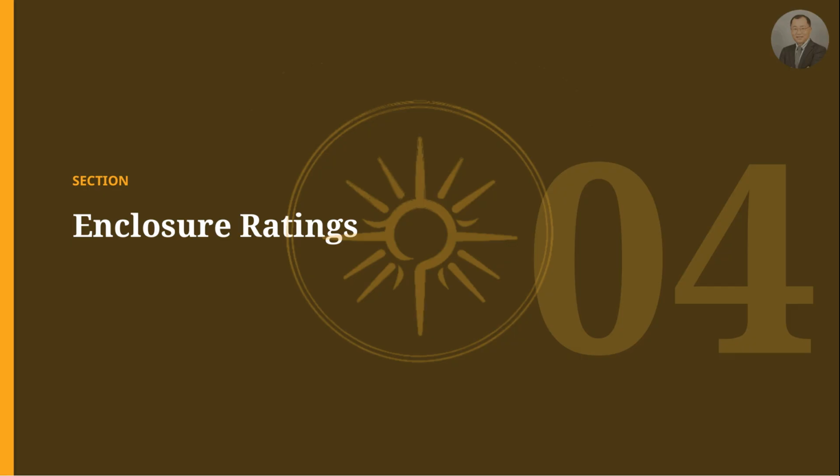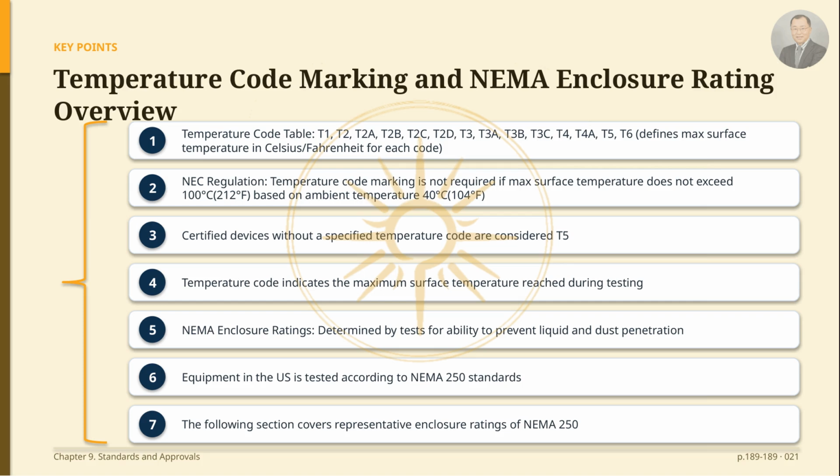Next, we turn to enclosure ratings. I'd like to introduce the temperature code system and enclosure ratings for explosion-proof equipment. Temperature codes are subdivided into T1, T2, T2A, T2B, T2C, T2D, T3, T3A, T3B, T3C, T4, T4A, T5, and T6, with a maximum allowable surface temperature defined in Celsius and Fahrenheit for each code.